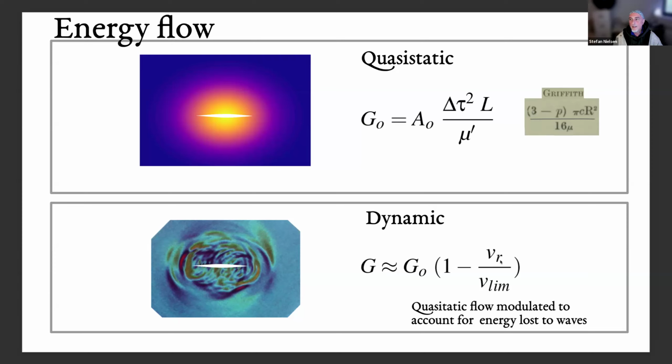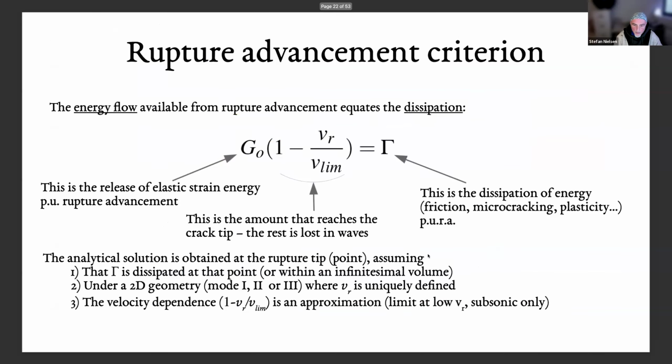So VR in these slides is the rupture velocity, and Vlim is the limiting velocity in the subsonic regime, which for in-plane cracks would be the Rayleigh wave velocity, and for anti-plane cracks would be the shear wave velocity. And we're going to look a little bit whether in the general case we can find a limiting velocity which is equivalent to an average of both. So basically, you don't have as much energy if you go very fast.